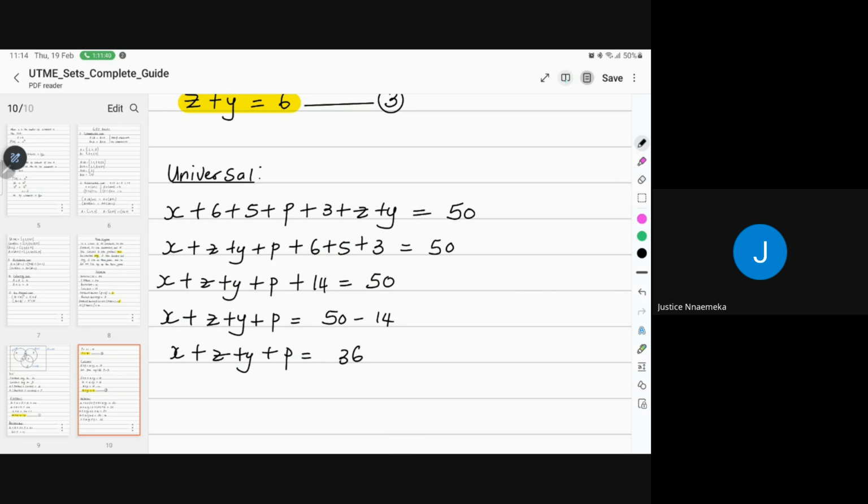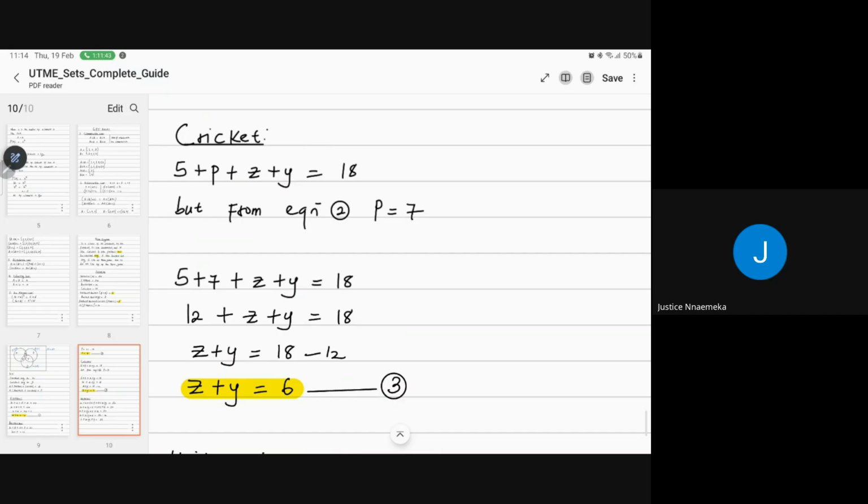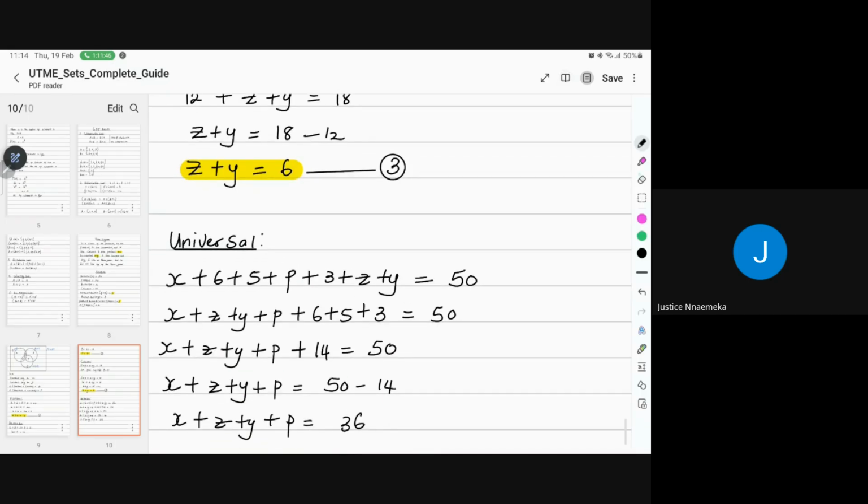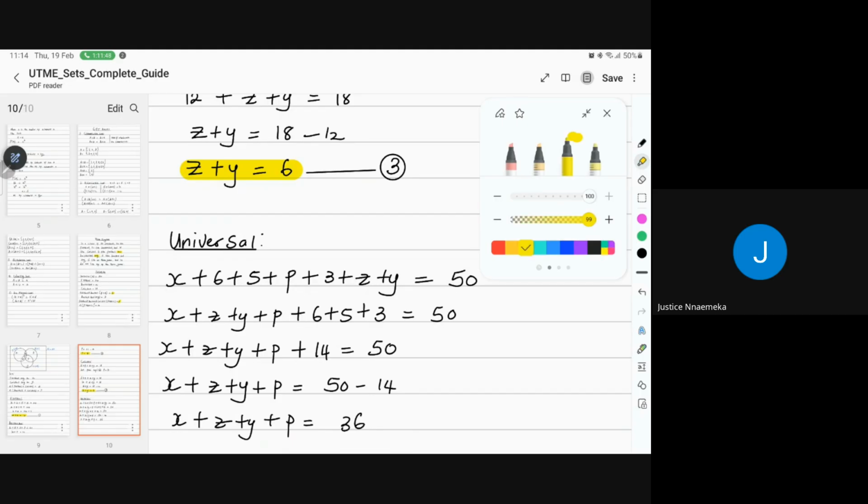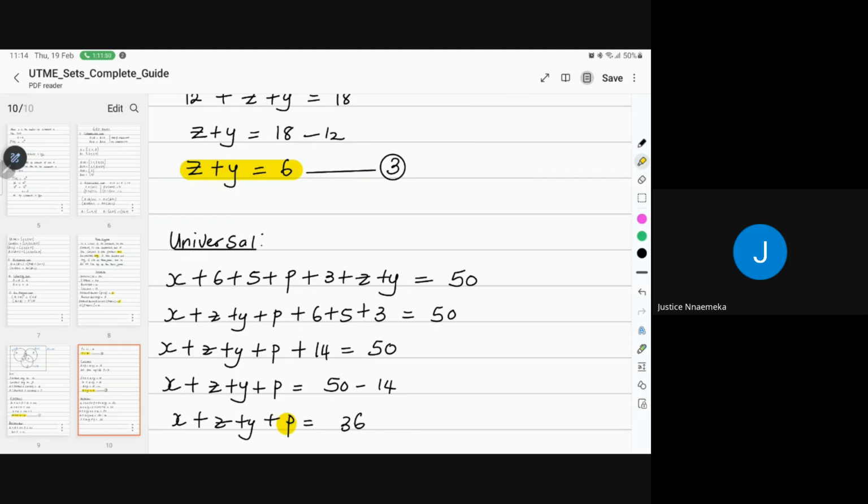Hey, yeah, thank you. So now let's go in and plug some things. We have the value of p. P is equal to 7. And you even have x plus z, right? Z plus y. So we have p already. We have this p. We have z plus y.